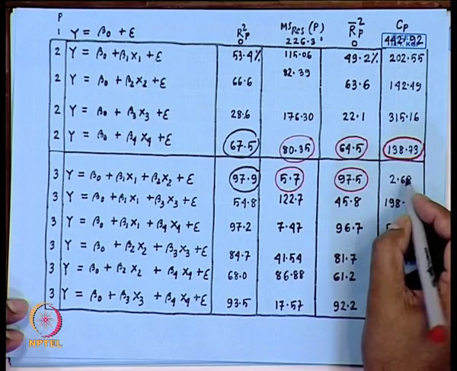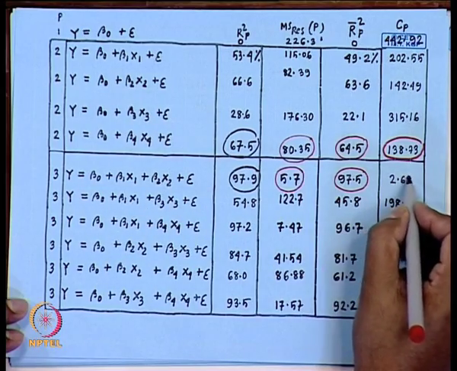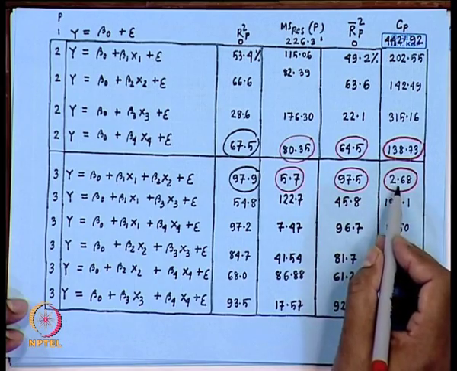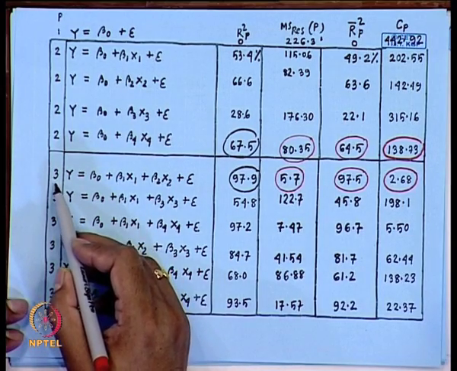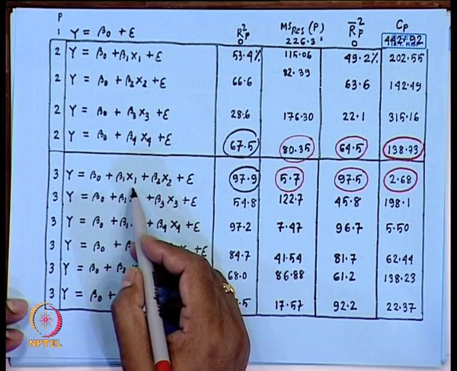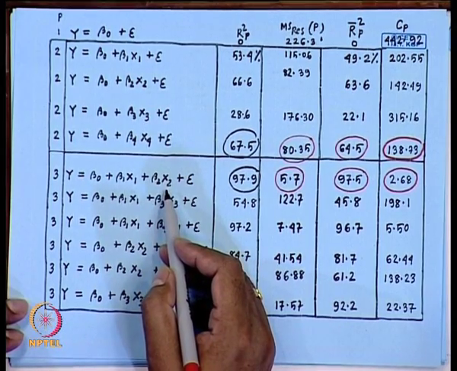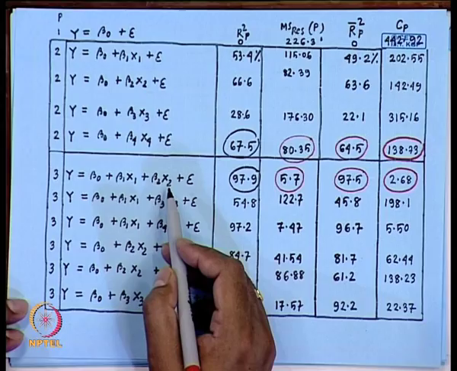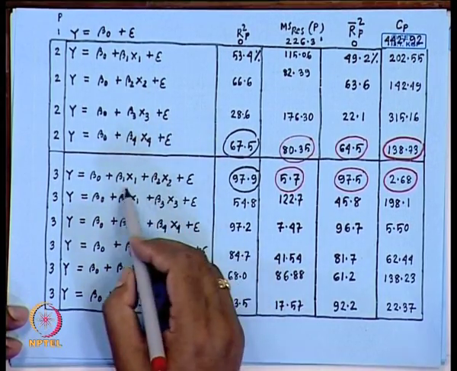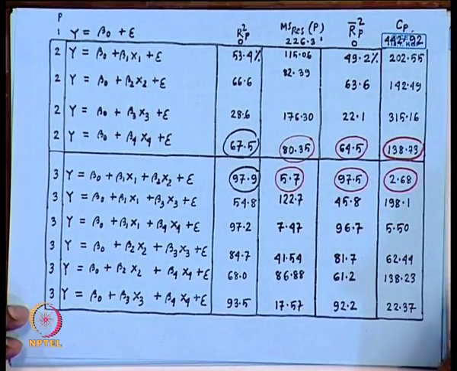Now, for the model involving 2 regressors, this one is the small one, 2.68, and also it is very close to 3. So, the model which involves x1 and x2 is the best one; it is a good acceptable model in terms of the Cp criteria.